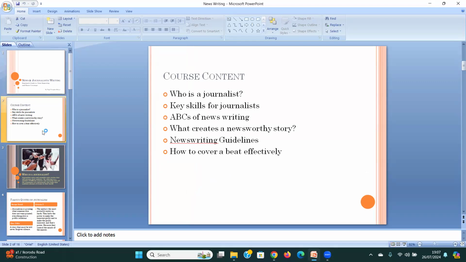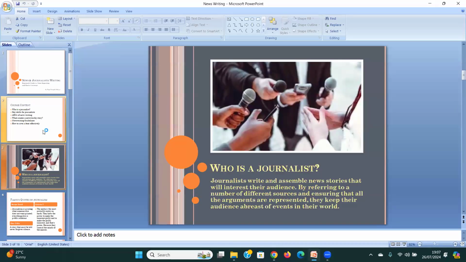What is the content for this brief meeting? Many of them we are all aware of, but just to run through them, and if there are questions arising, we can discuss them. The first is who is a journalist, then key skills for journalists, ABCs of news writing, what creates a newsworthy story, news writing guidelines, and how to cover a beat effectively. So, who is a journalist?